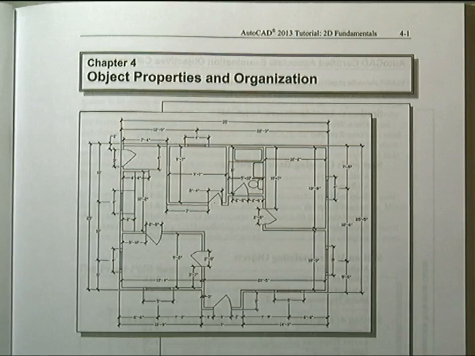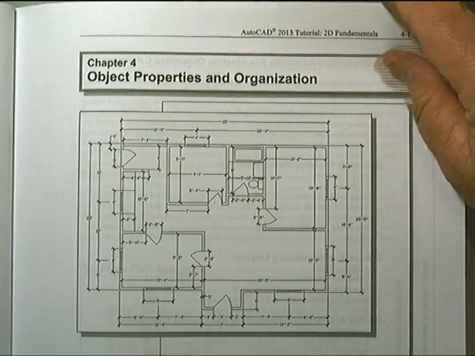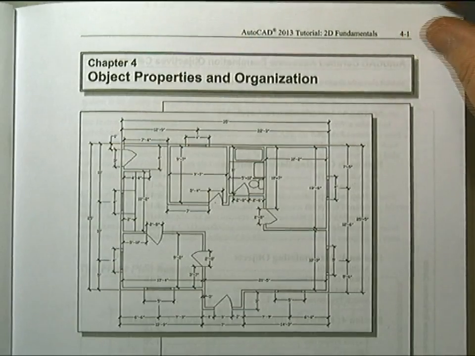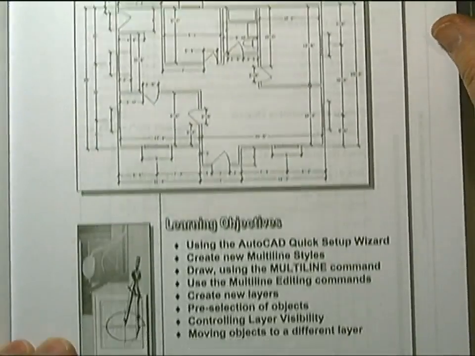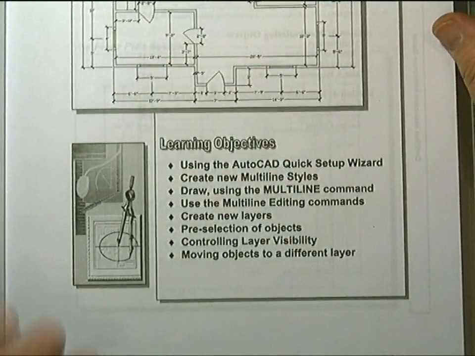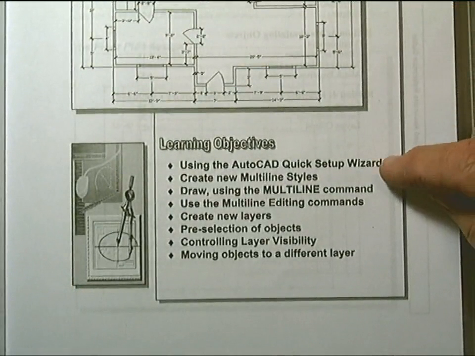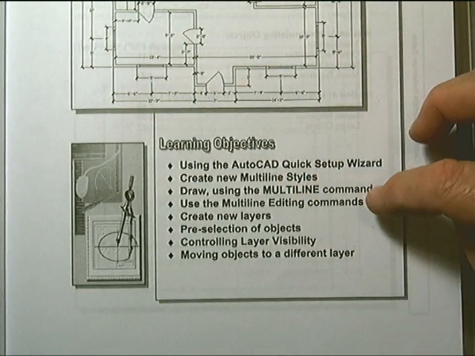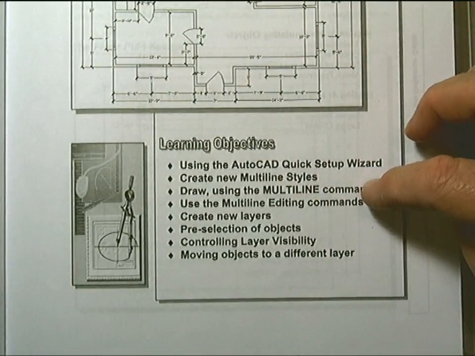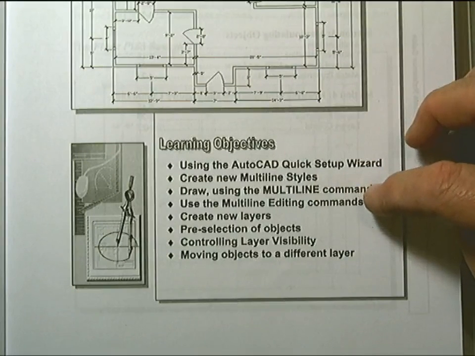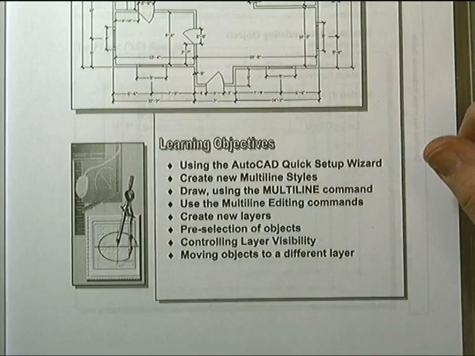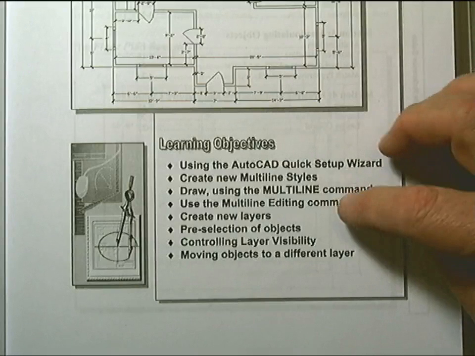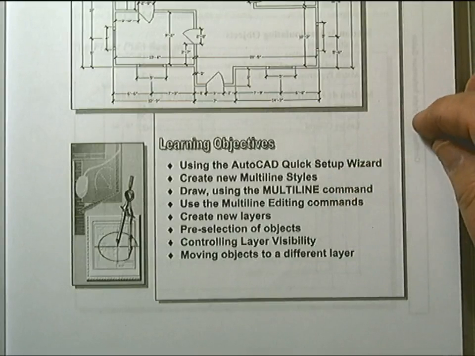This is Introduction to Chapter 4, Object Properties and Organization. In this chapter, you will look at the Quick Setup Wizard. We'll create new multi-line styles. We'll then draw using multi-line command. We'll use the multi-line editing commands to edit those that we create.